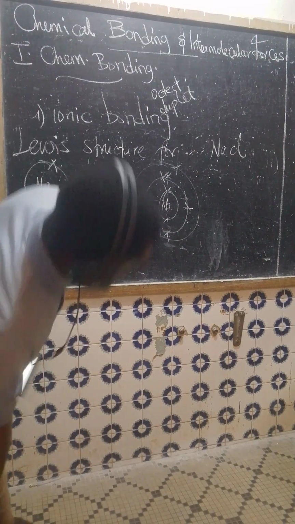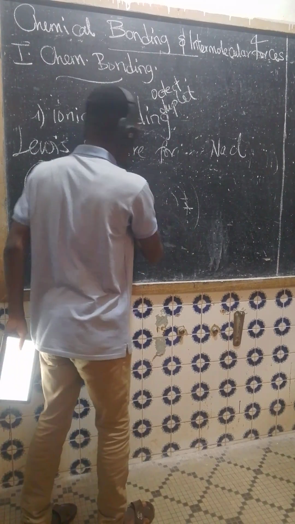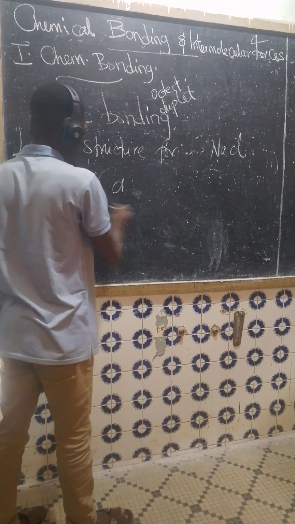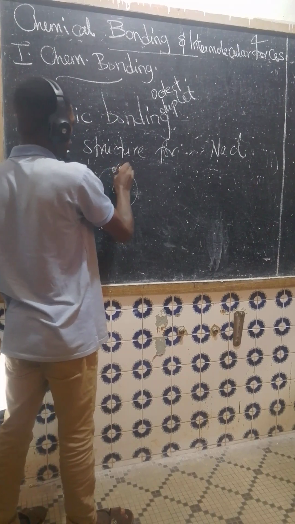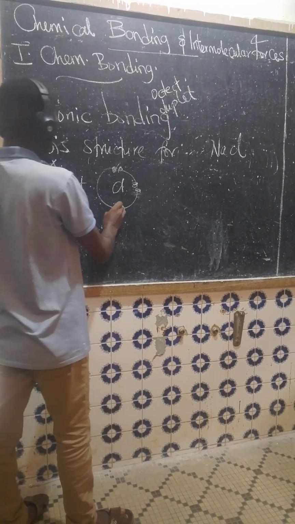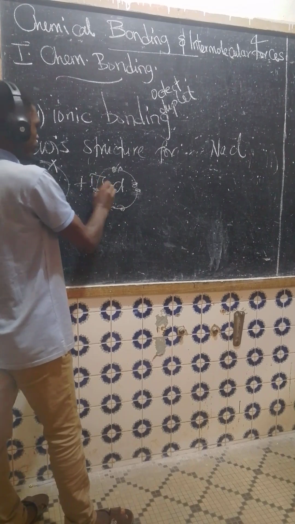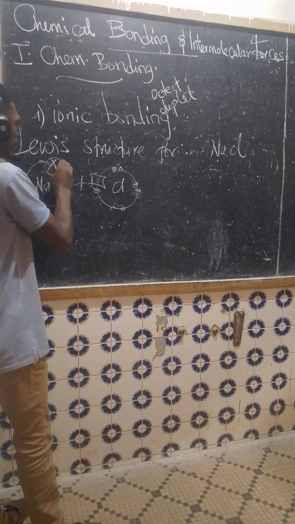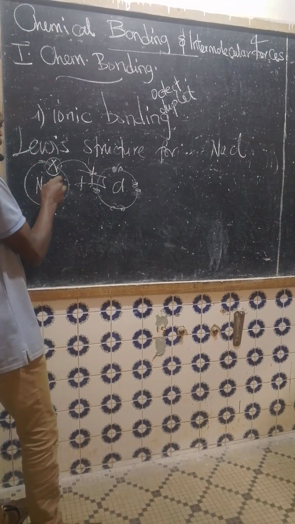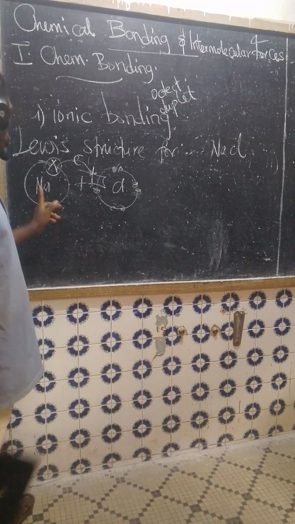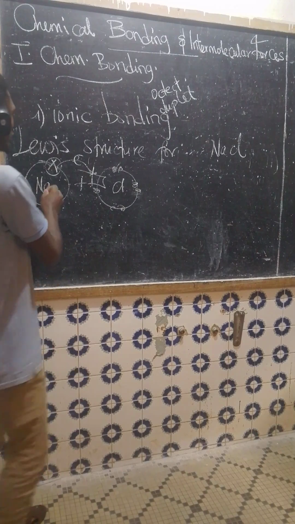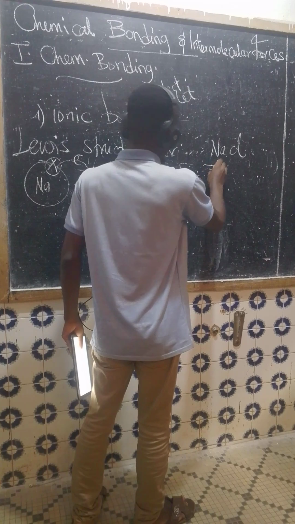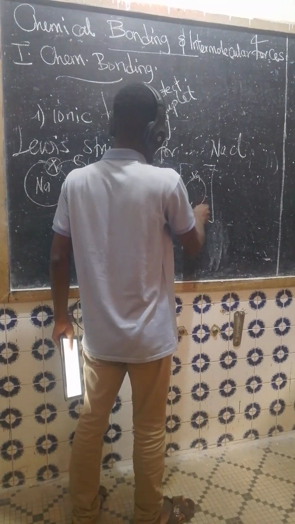Yes. And then chlorine. We now use different dots, let's say. And then this space is vacant. Now, electron transfer of this electron from sodium to chlorine renders sodium... yes, you now have one.